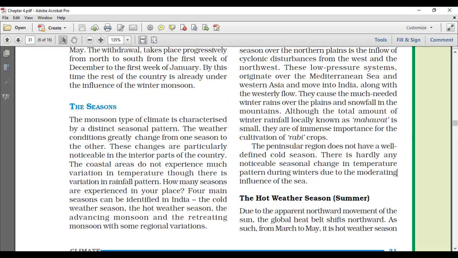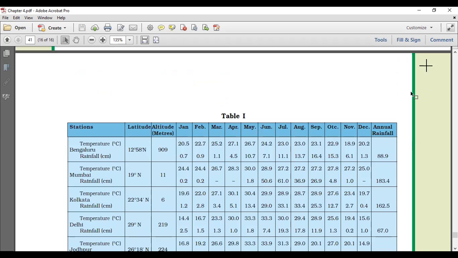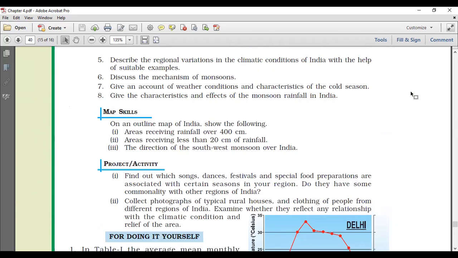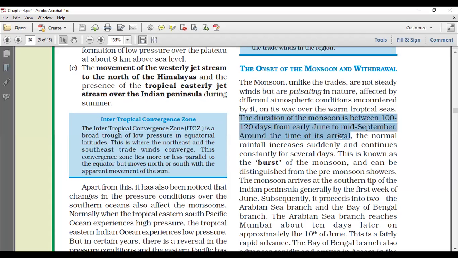Next question. Give the characteristics and effects of the monsoon rainfall in India. Firstly, we talk about the characteristics. Number one is that the duration of monsoon varies from 100 to 120 days, from early June to mid-September.